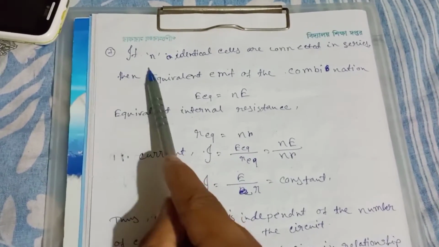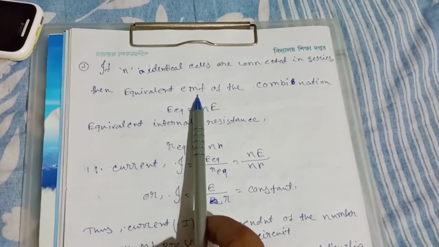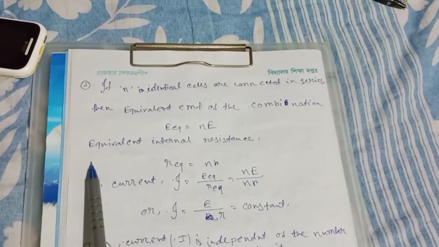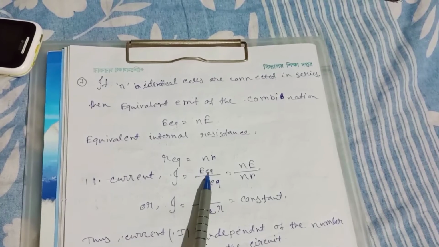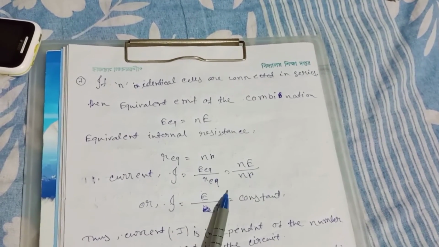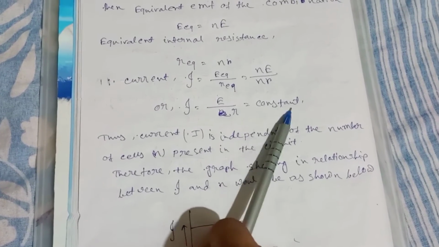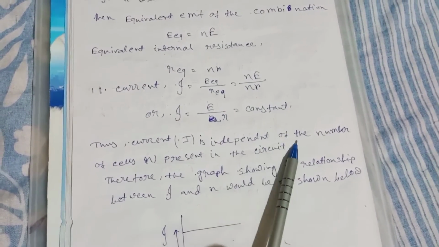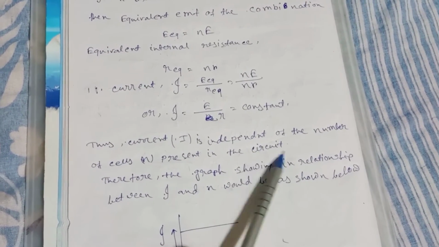If n identical cells are connected in series, the equivalent EMF of the combination, E_eq, is equal to nE. The equivalent internal resistance, r_eq, is equal to nr. Current I equals E_eq by r_eq, which is nE by nr, or I is equal to E by r, a constant. So the current I is independent of the number of cells n present in the circuit.